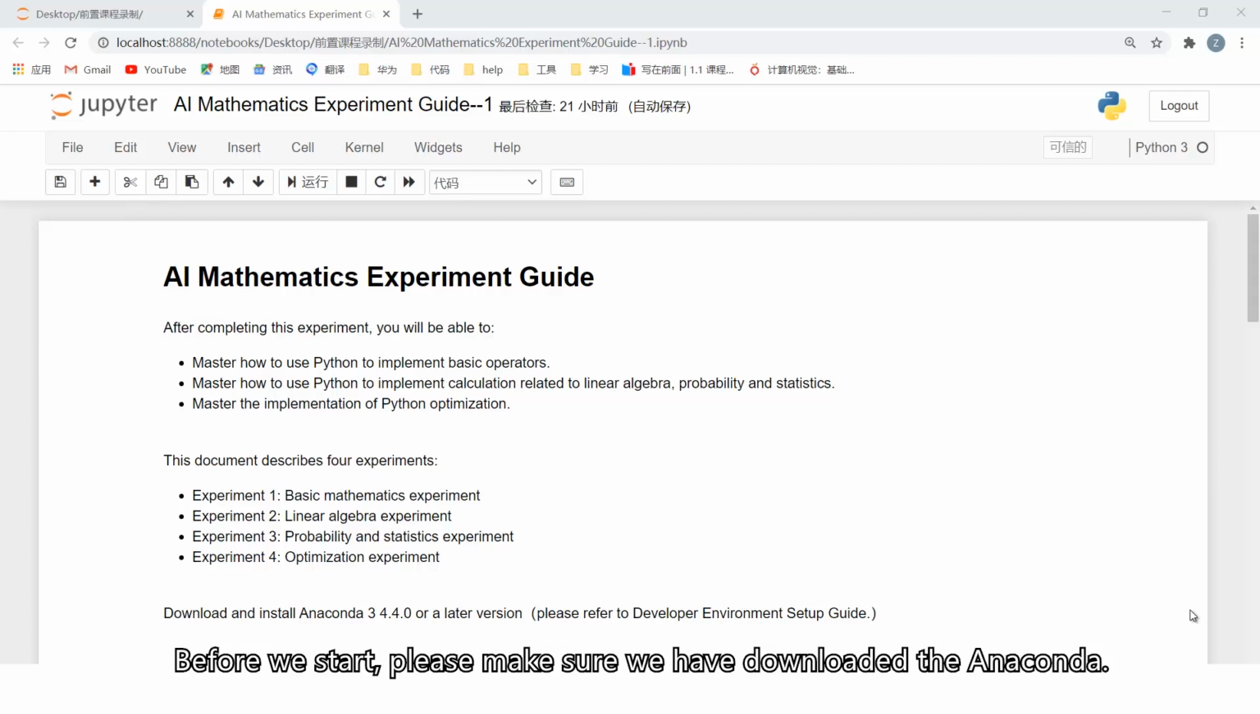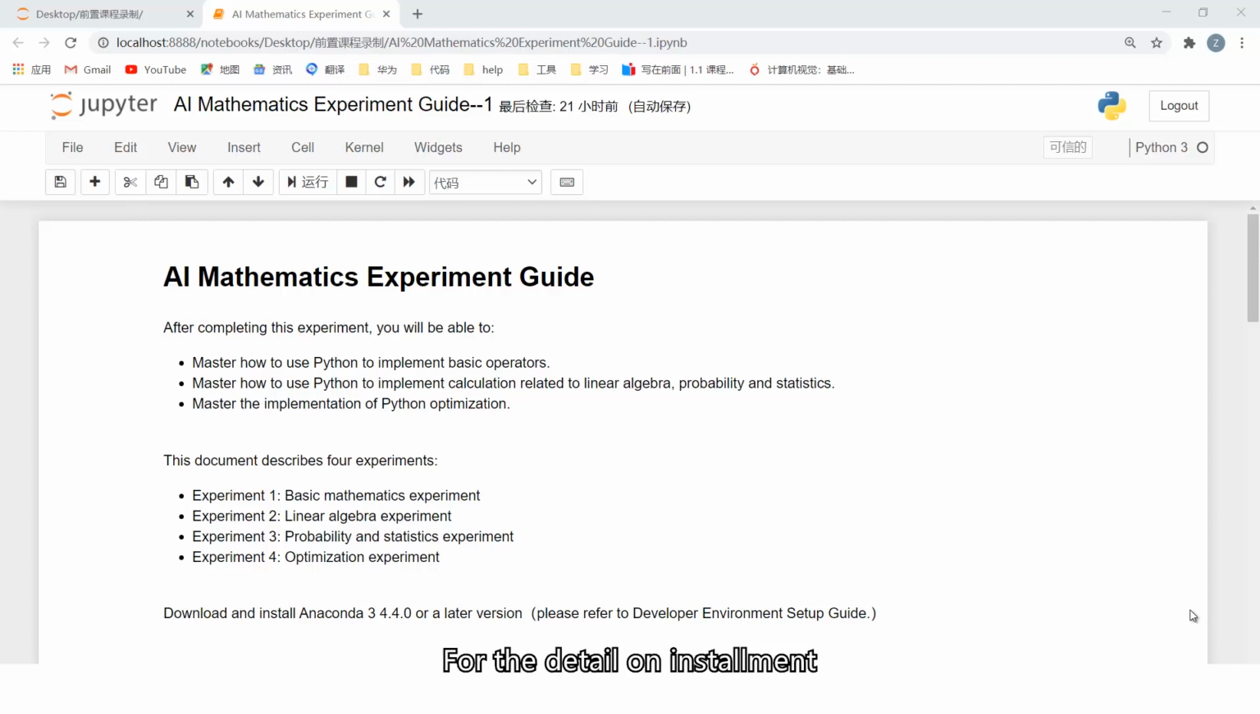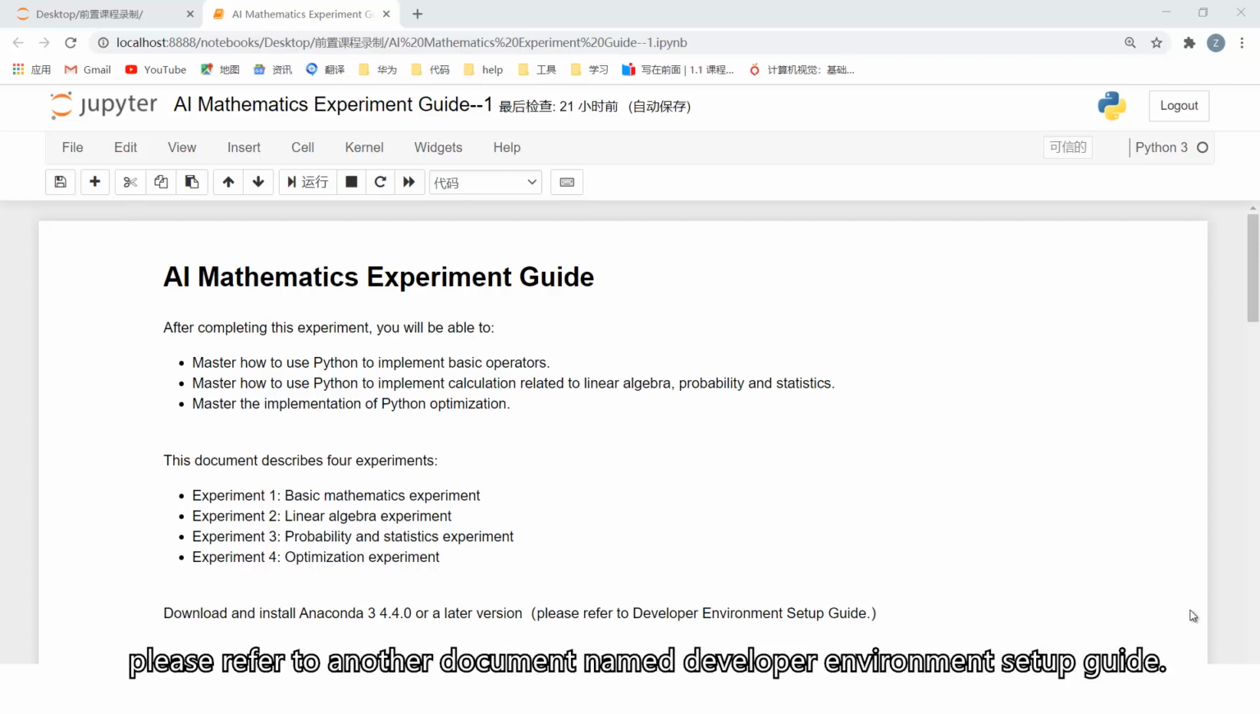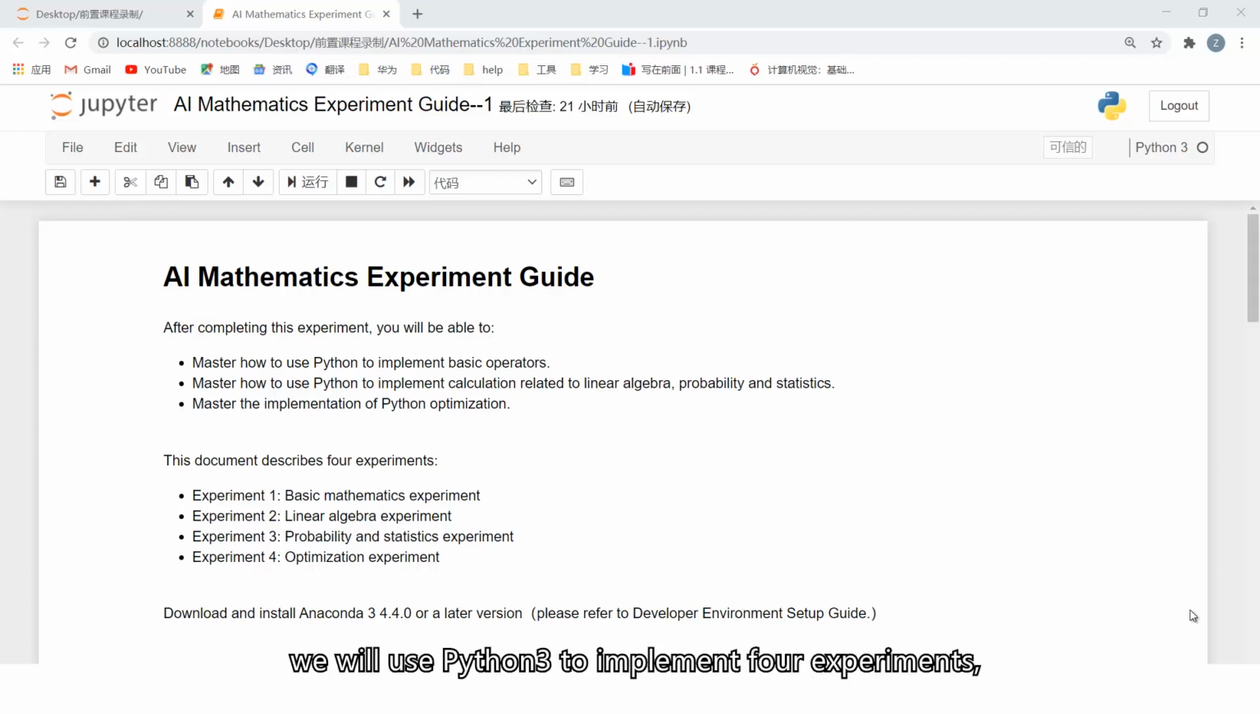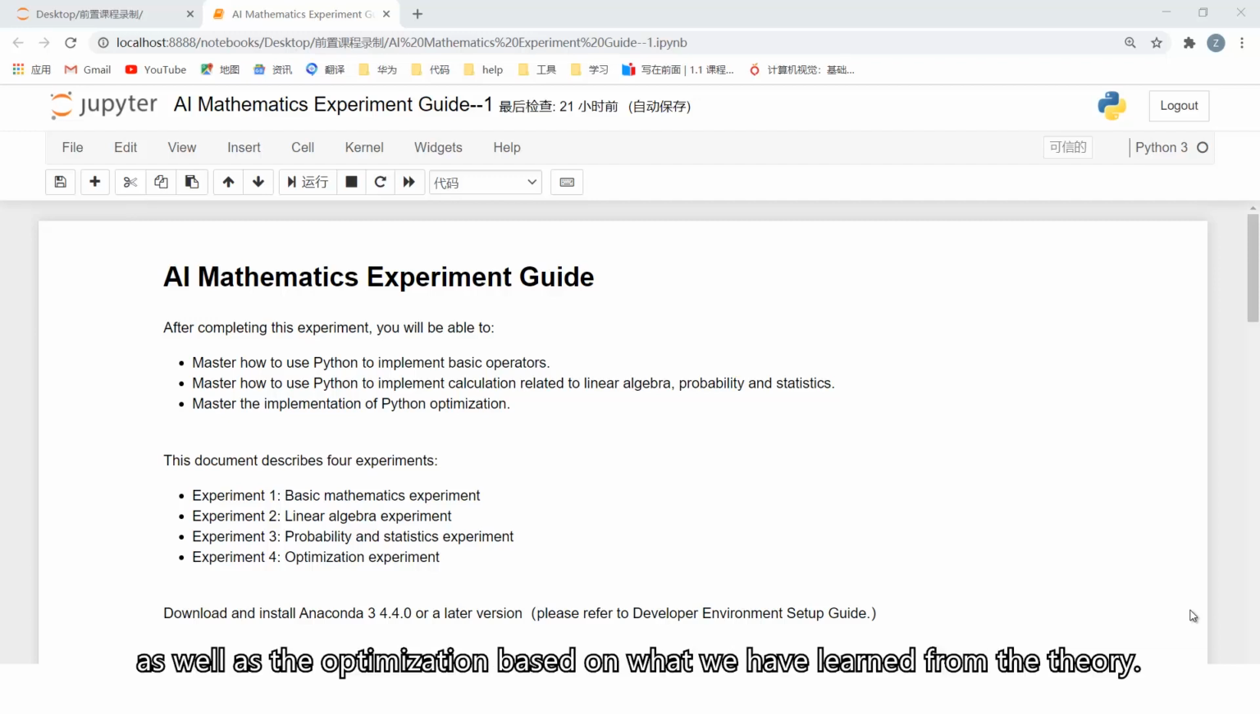Before we start, please make sure we have downloaded Anaconda. For the details on installation, please refer to another document named Developer Environment Setup Guide. In this experiment, we will use Python 3 to implement 4 experiments, including the basic mathematics operation, calculation of linear algebra, probability and statistics, as well as the optimization based on what we have learned from the theory.